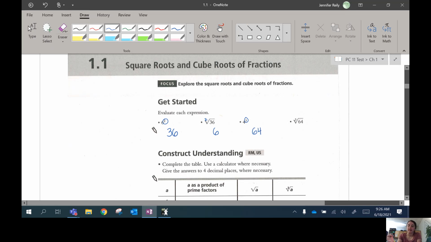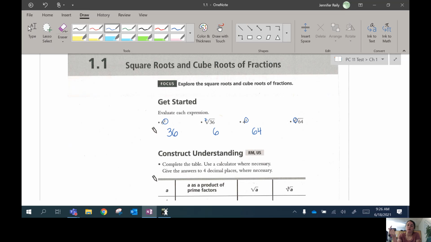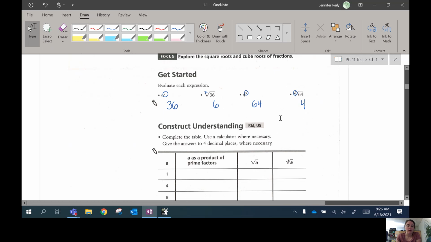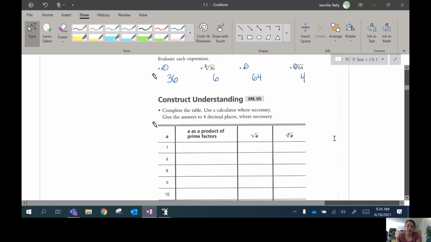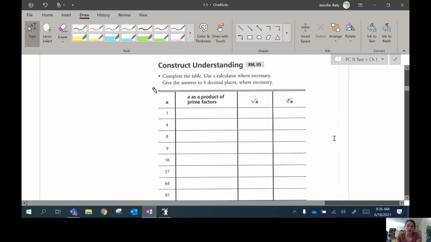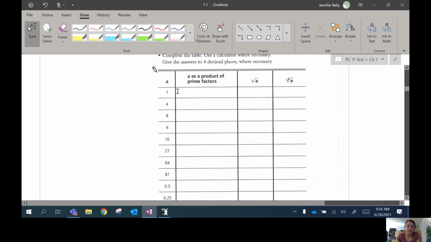And the opposite of that is a cube root. So the 3 here means what number do you multiply 3 times to make 64? So since 4 times 4 times 4 is 64, the answer to that would be 4. Okay, so that was our little warm-up to remind you about what exponents and what square roots and cube roots mean.